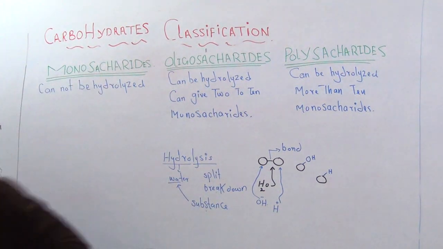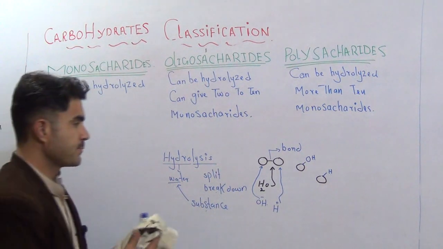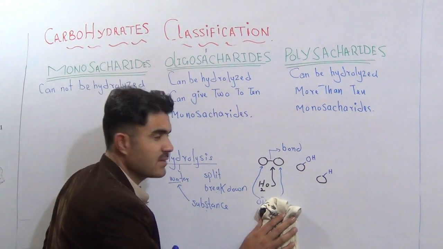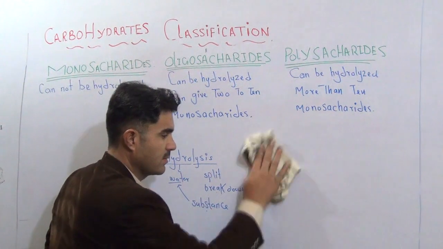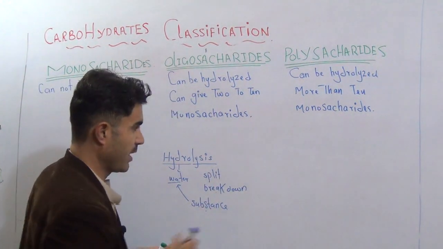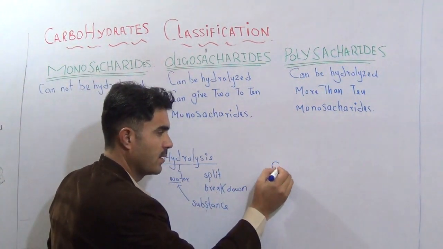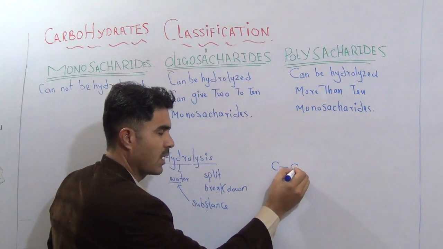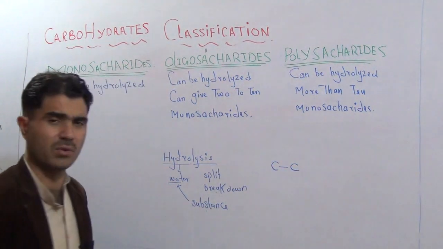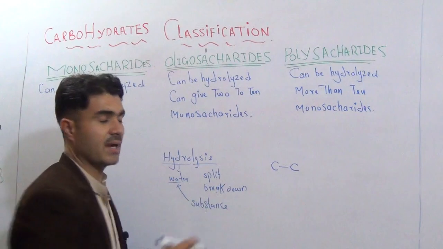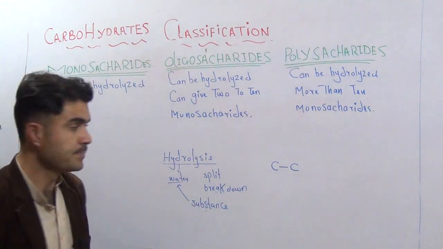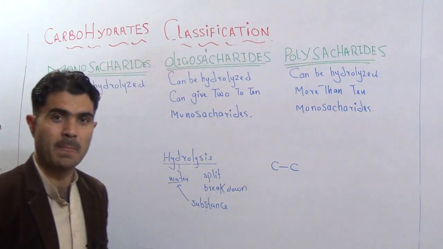Now I would like to tell you, I will replace the circles by atoms. Let's suppose this is a molecule where one carbon atom is attached to another carbon atom and there is a bond.